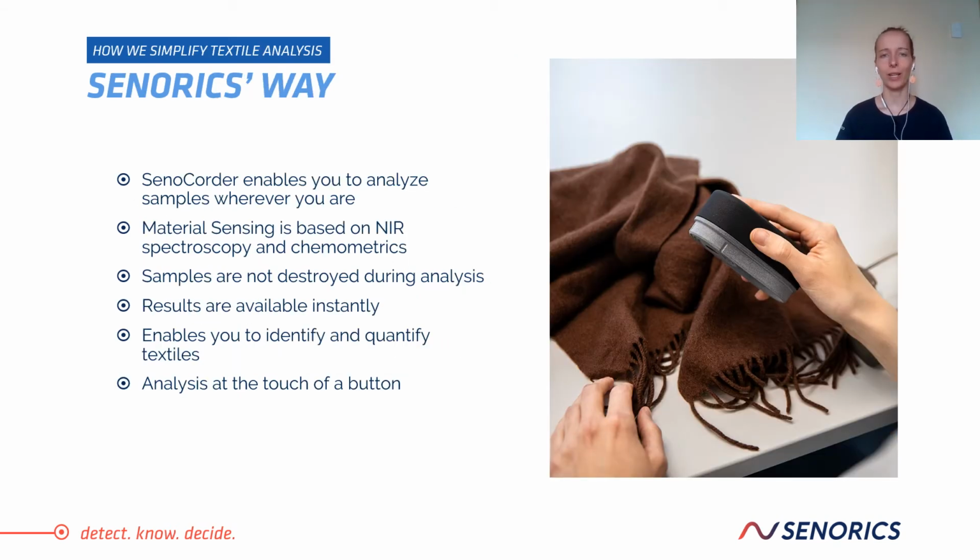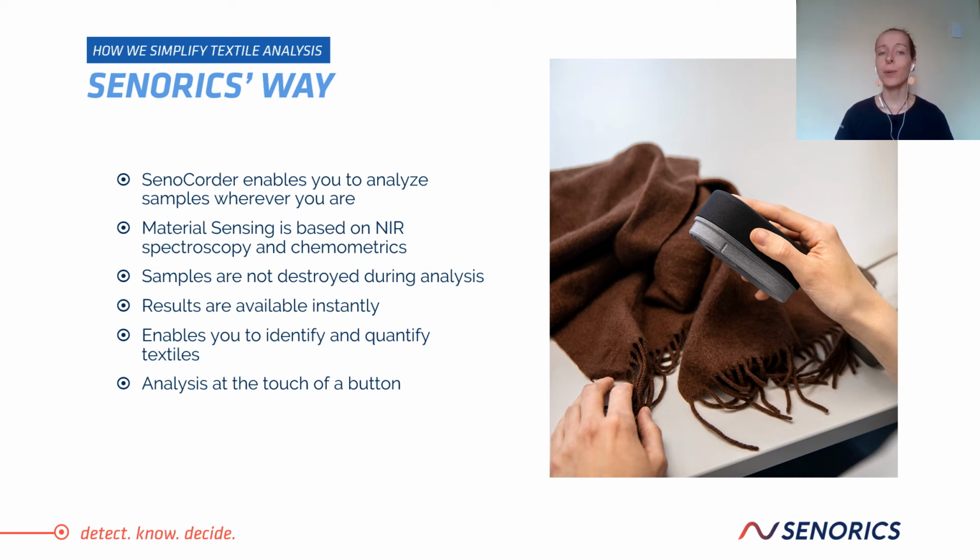Let's take a look at Senorics' way. Our handheld device, the Senocoder, enables you to analyze samples wherever you are, which means you don't have to send the samples into the lab. The technology behind the device is material sensing, a technology that is based on NIR spectroscopy and chemometrics. If you want to learn a bit more about this, take a look at our blog. Material sensing turns 2 decades-old laboratory testing methods into a solution that fits into the palm of your hand. The samples that you measure are not destroyed during the analysis, and you receive the results instantly.